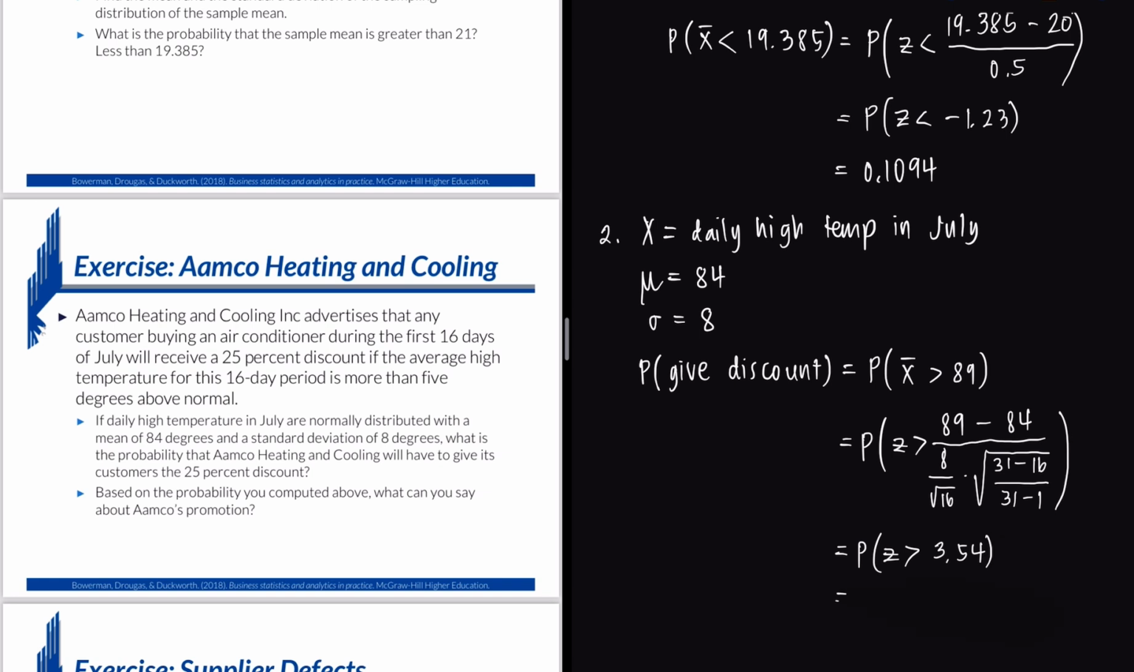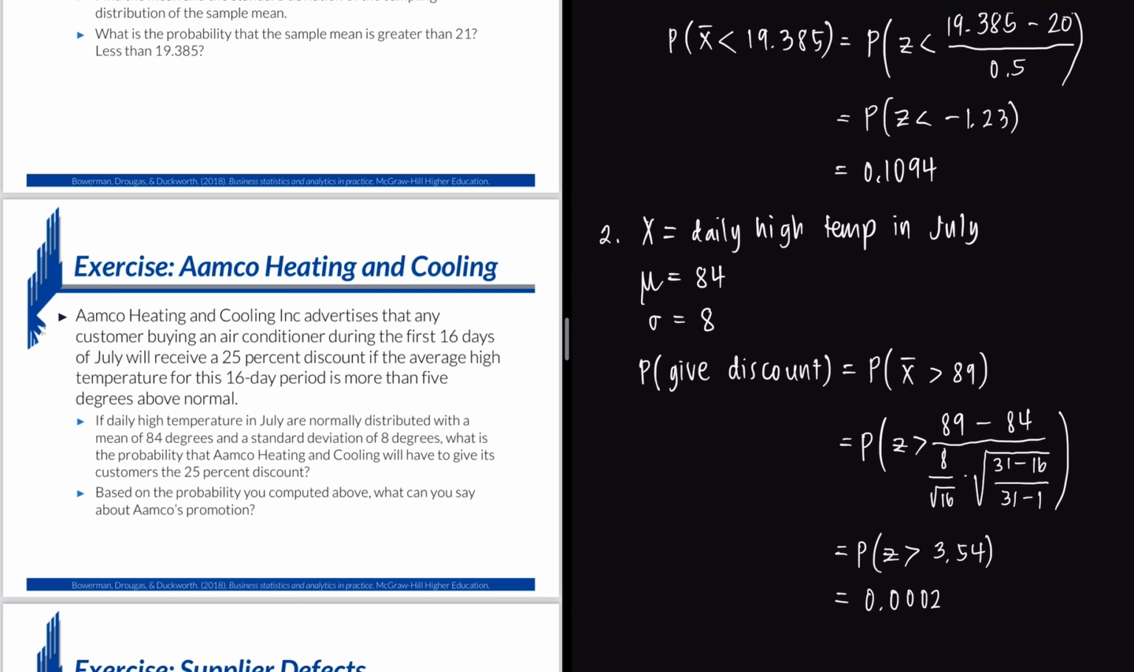And finding this probability, again, either using the standard normal table or using the normal distribution function of the calculator, we will get a very small probability of 0.0002. So based on this probability, what can we say about the promotion?